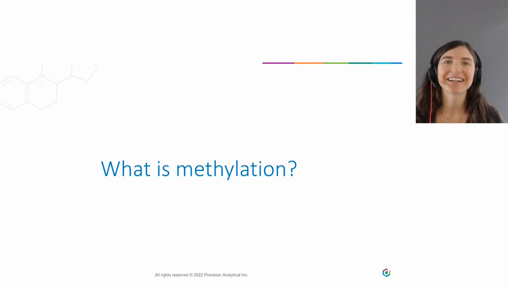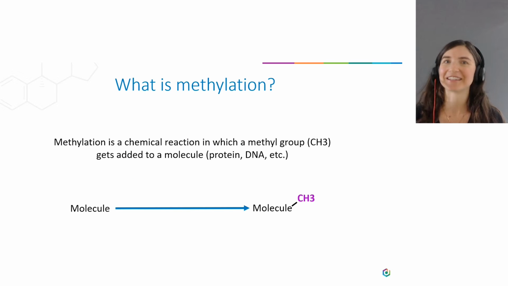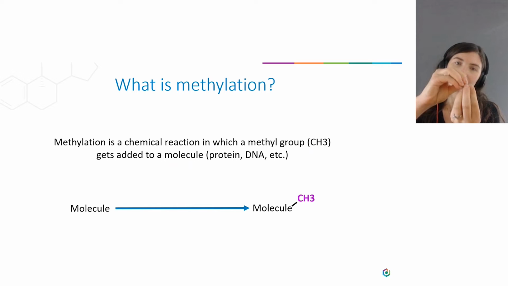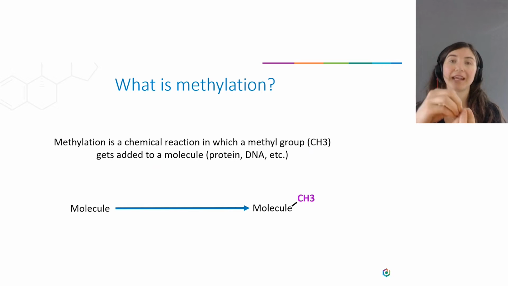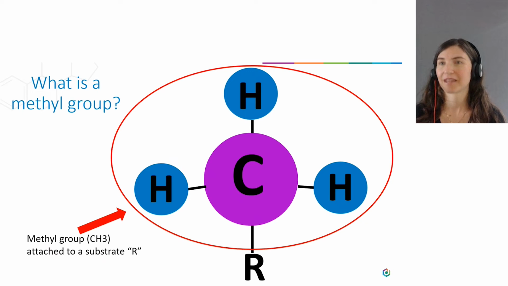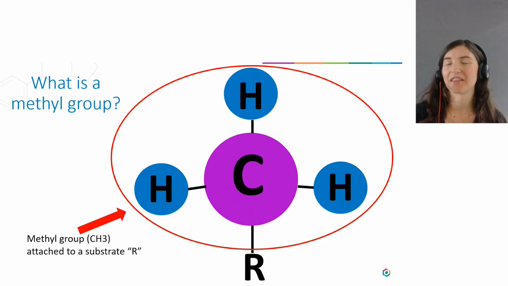All right, so let's start out really basic. What is methylation? We talk about it all the time. Methylation is a chemical reaction in which a methyl group gets added to a molecule. So imagine you have a protein and you just add this little methyl group to the protein. So you're methylating the protein. And this is what a methyl group looks like. We've got the carbon in the middle and then the 3 hydrogens attached to the carbon.